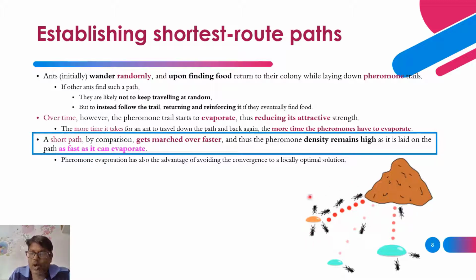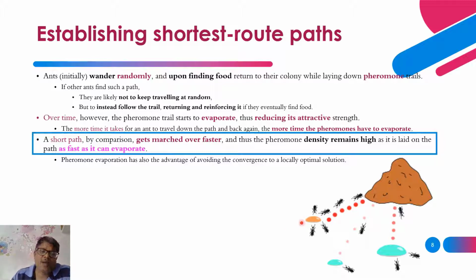Let us see how the modeling of the algorithm has been described. Initially the ants wander around randomly, and upon finding food, they return to their colony. On the way, they lay down pheromone trails. If other ants find such a path, they are not allowed to roam around randomly. They have to follow the same trail, returning and reinforcing it eventually after finding the food.